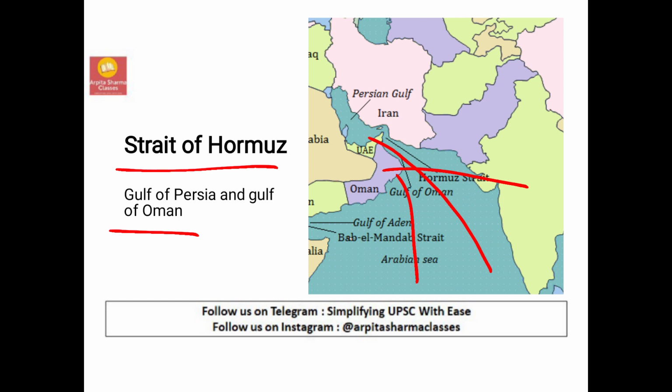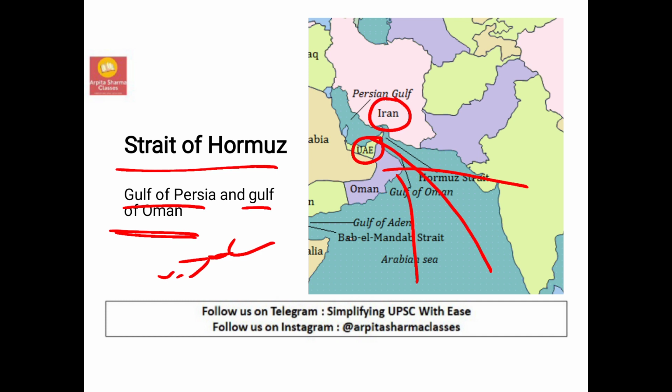It is present between the Gulf of Persia and the Gulf of Oman, and it is usually asked between which countries it is present. It is present between Iran and UAE, because it is a very narrow strip. This very narrow space between UAE and Iran is known as the Strait of Hormuz.